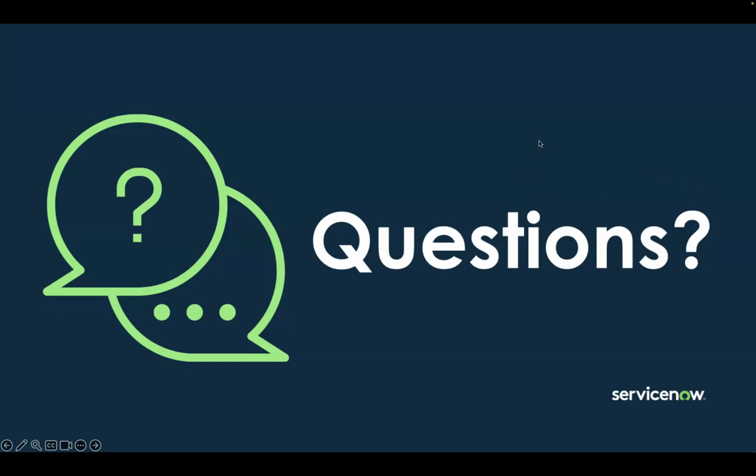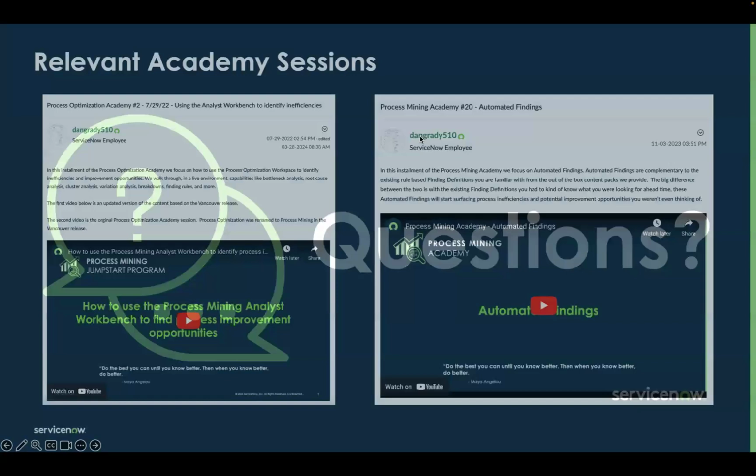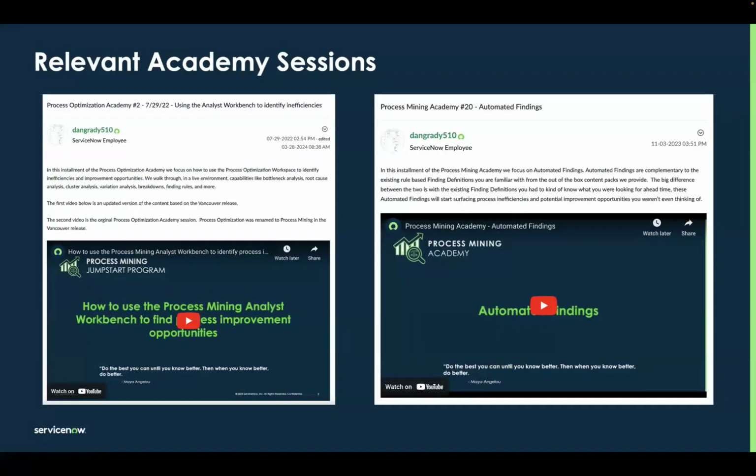Get them in there now, and we'll make sure that we address them as you're putting your questions in the chat. A couple of other relevant Academy sessions that would be very complementary to this one: Academy session number 2, named Process Optimization Academy because that was the former name of the solution prior to Vancouver. We have added updated content there, a video about using the Process Analyst workbench to find opportunities, and it goes into some of the filtering techniques that Rozmin was calling out earlier. So that's a great session for those who might be a little newer to process mining.